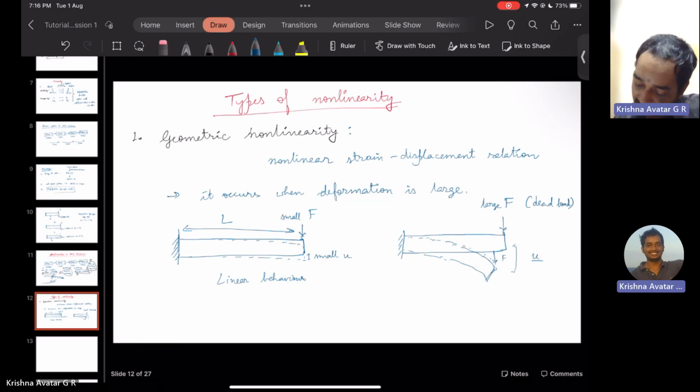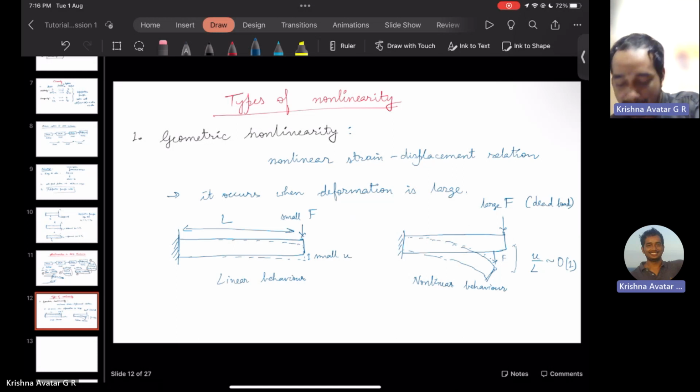The deformation U or displacement U, the ratio is of the same order, order 1, which means the linear behavior is no longer seen. Now what you have is a nonlinear behavior between strain and displacement. So this will be our object of study in this particular course.